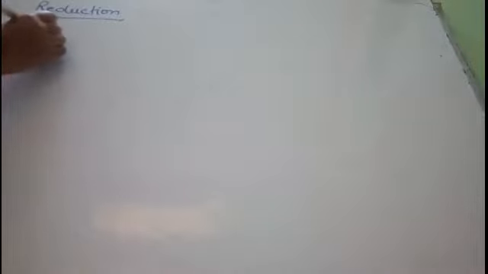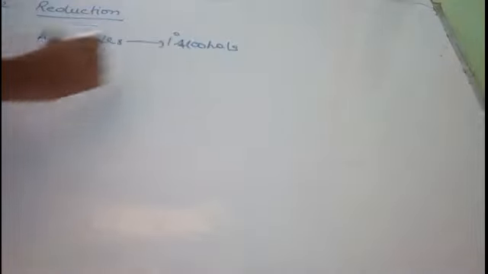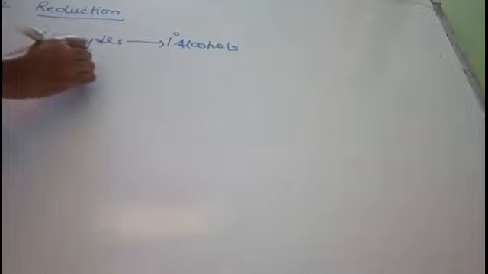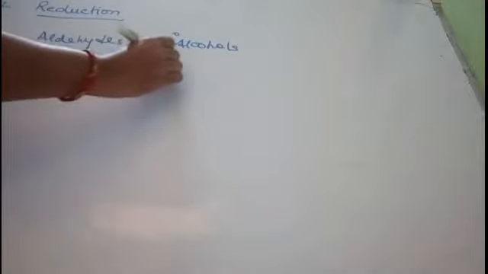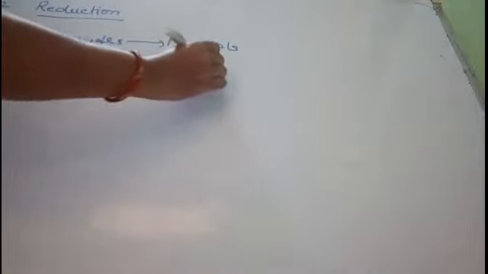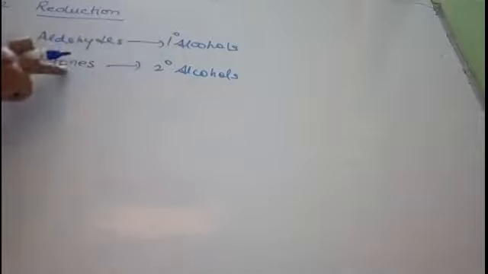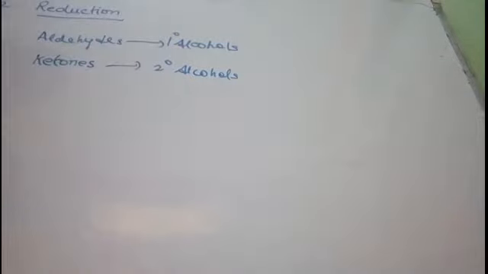So when aldehydes are reduced, they form primary alcohols, right? Whereas when ketones are reduced, they form secondary alcohols. Okay, so aldehydes form primary alcohol, whereas ketones form secondary alcohol on reduction.